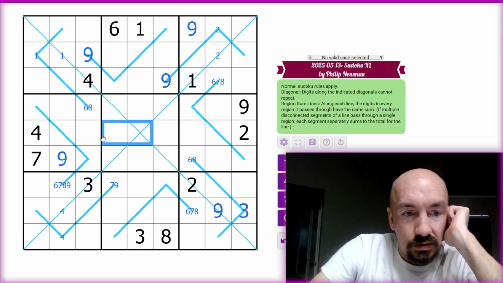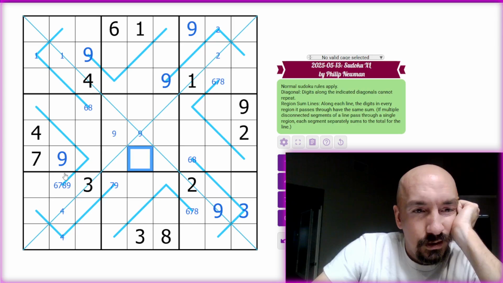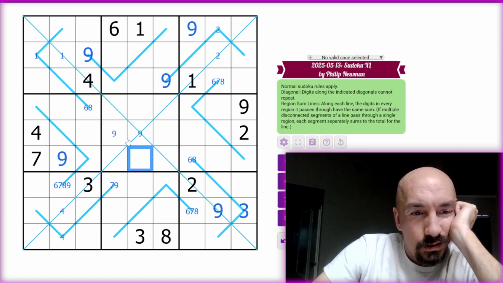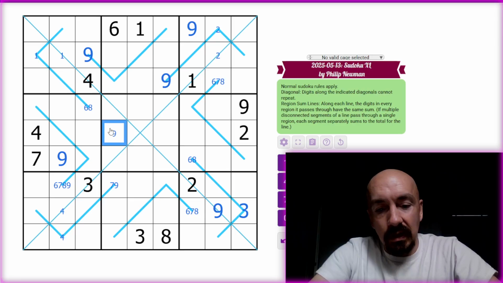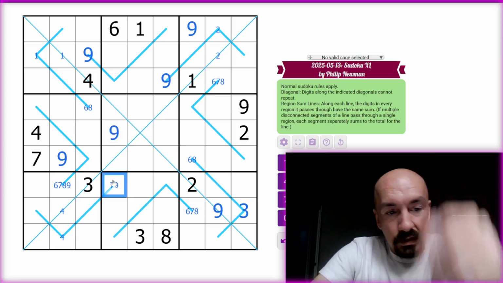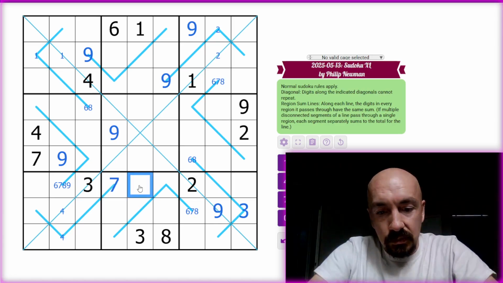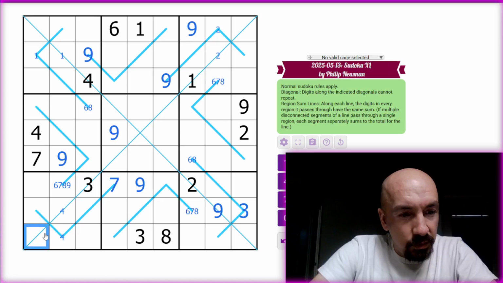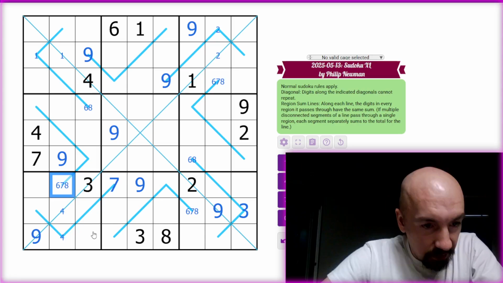9, 9. So then this is a 9. And then this can't be a 9 because the 9 is already on that diagonal. So we have a 9 here. So this cannot. So this is now a 7. And then this is also a 9. So we put a 9 down here. So we can move this 9, and then the 9s are done for the puzzle.